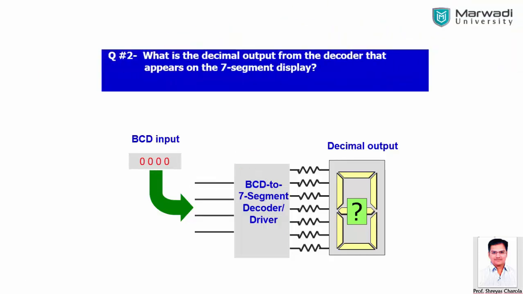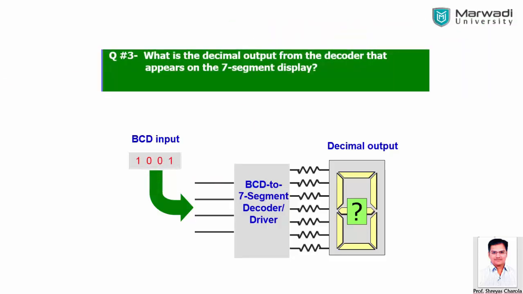Now what is the decimal output for the decoder that appears on a 7 segment display for the 0000? It is nothing but a 0. Now what is the display for this 1001? It's a 9.